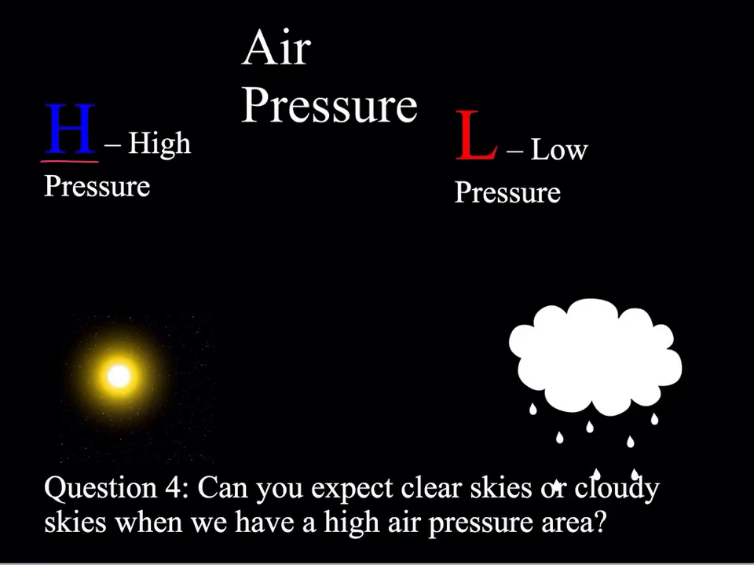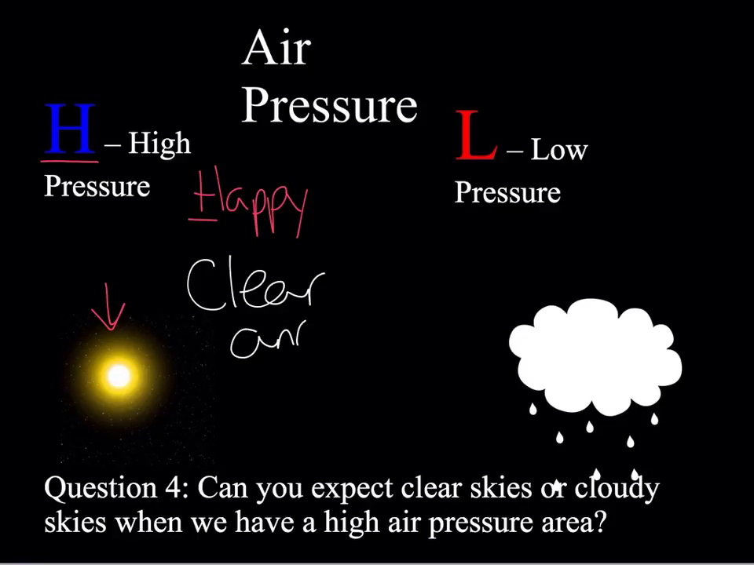High pressure starts with an H. So you're going to think of being very happy. And if you ever look at cartoons or movies or commercials, when they show happy people, what do you always see? The sun. So when it's a high pressure zone with that H, we're going to remember that the skies are going to be clear and sunny.